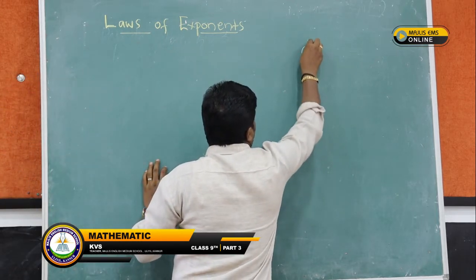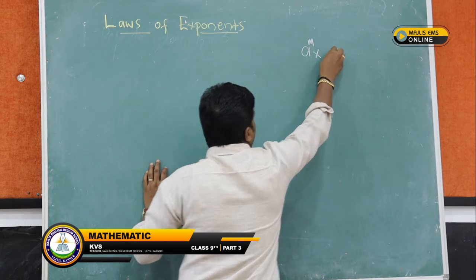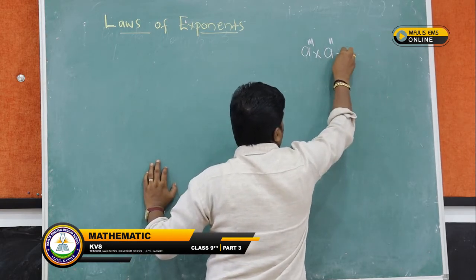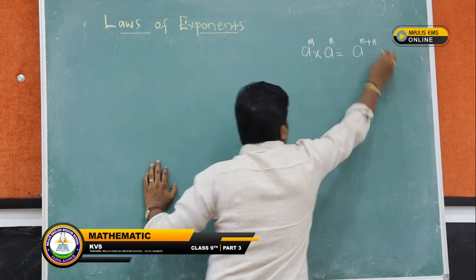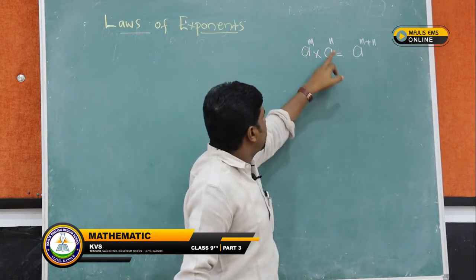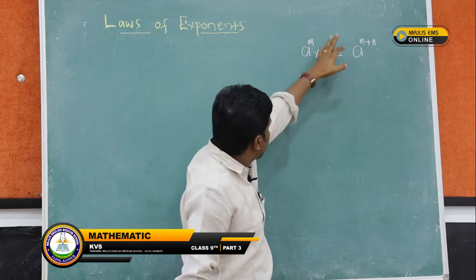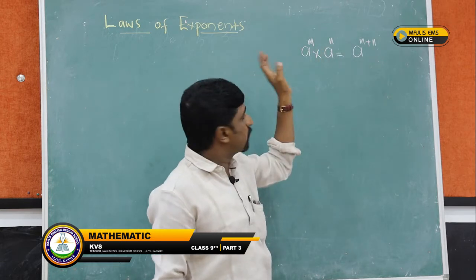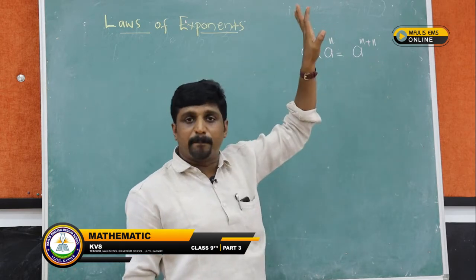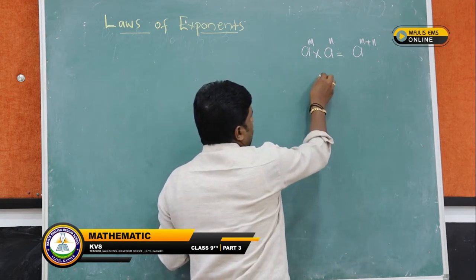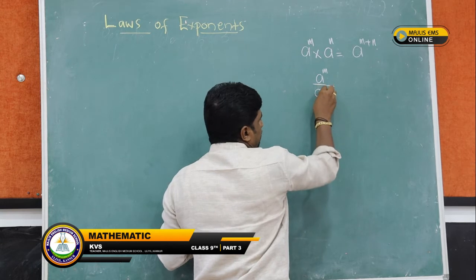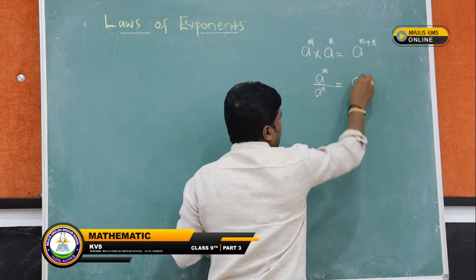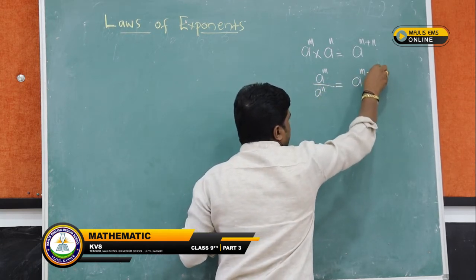That is a raised to m into a raised to n equal to a raised to m plus n. Here a with the power m, here same a with the power n. When we multiply those two exponents, then we get a raised to m plus n. That's the first one. And the second one we can write like this: a raised to m divided by a raised to n, then we can write a raised to m minus n.